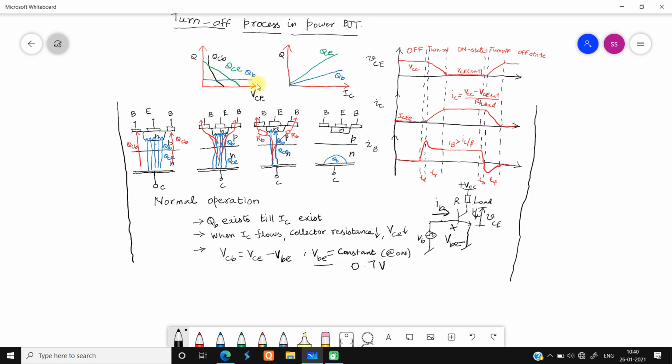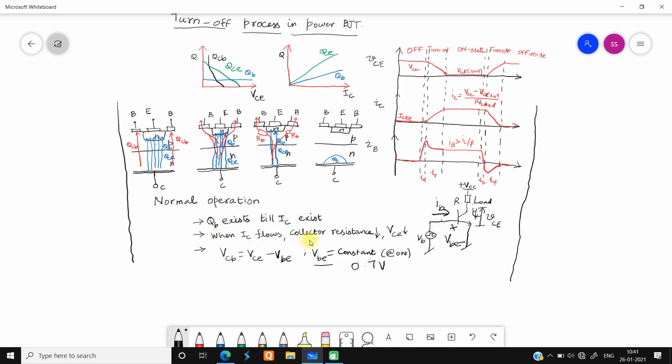Since it is the turn off process, we need to first look at the normal operation. The IC will be existing in the device as long as the QB exists. So if we remove all the QB across this device, then the IC is going to be reduced, or it will be nullified.